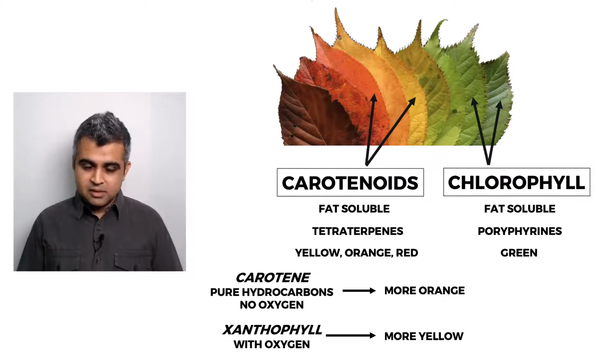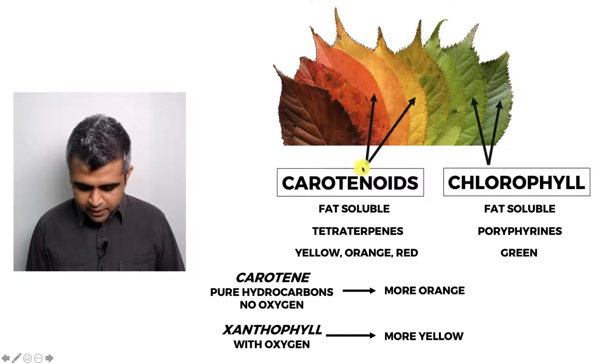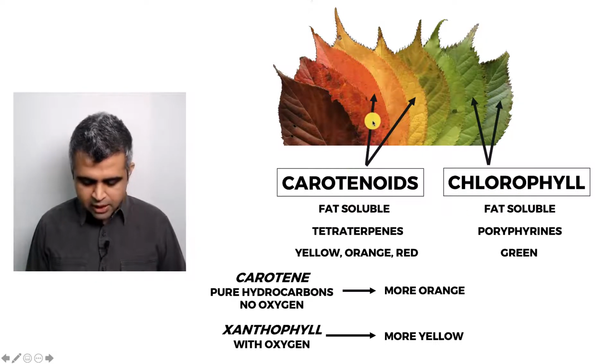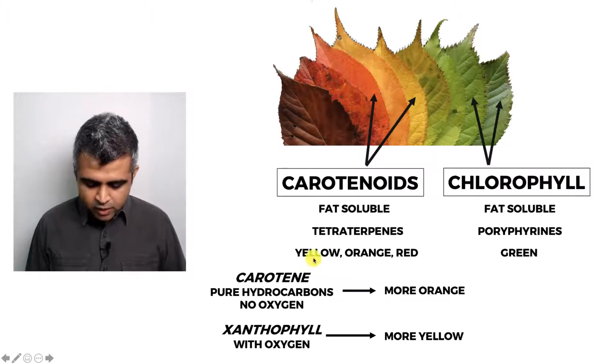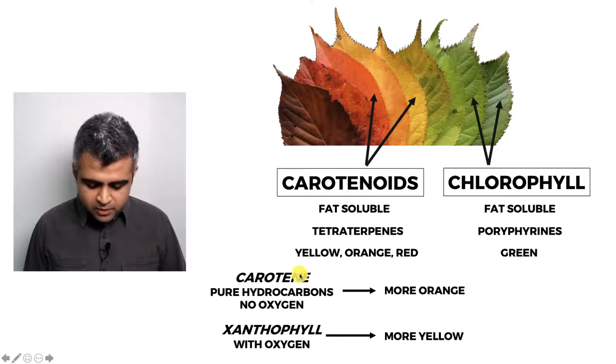So this chart discusses pigments, chemical compounds with color that are found in plants. Mostly there are two types, as you can see right now: chlorophyll and carotenoids. Both of them are fat soluble. As far as the chemistry is concerned, these are tetraterpenes and these are porphyrins. Here you have yellow, orange and red color, whereas chlorophyll is usually green. The two main carotenoids are carotene and xanthophyll, with the difference being that this has no oxygen and this has oxygen. Carotene is more orange and xanthophyll is more yellow.